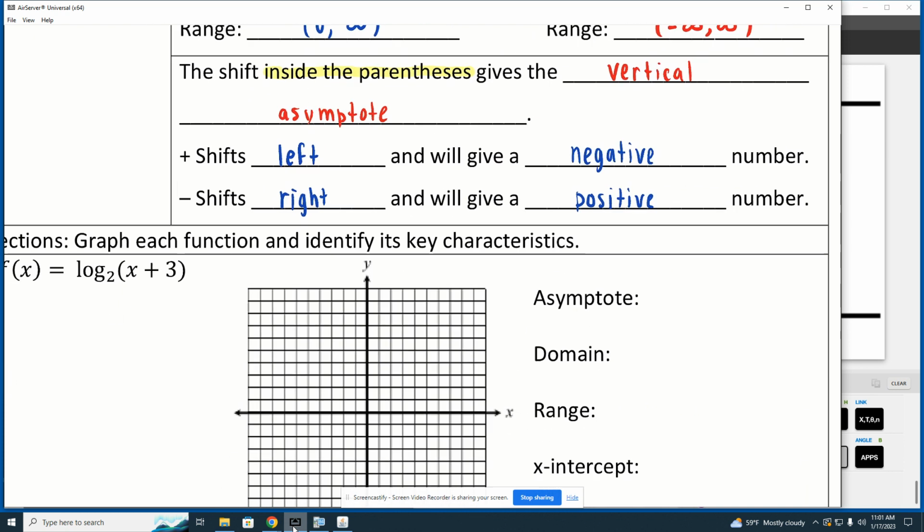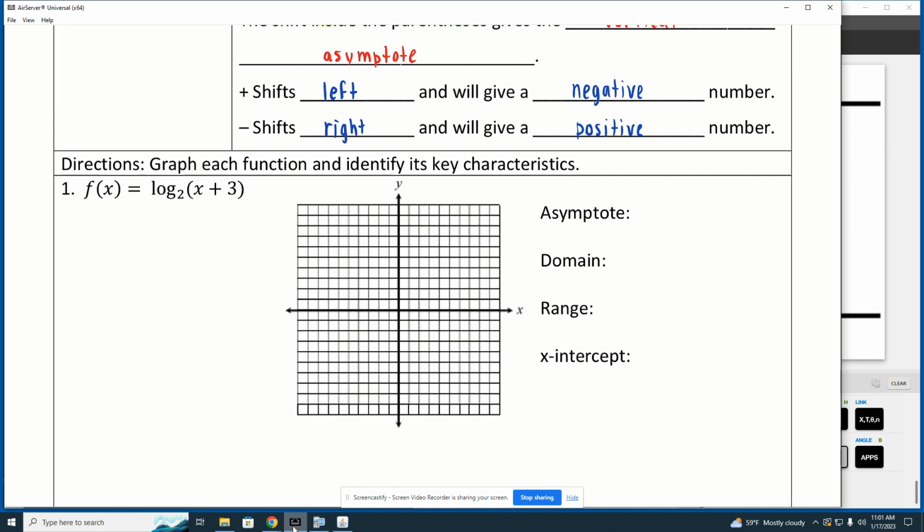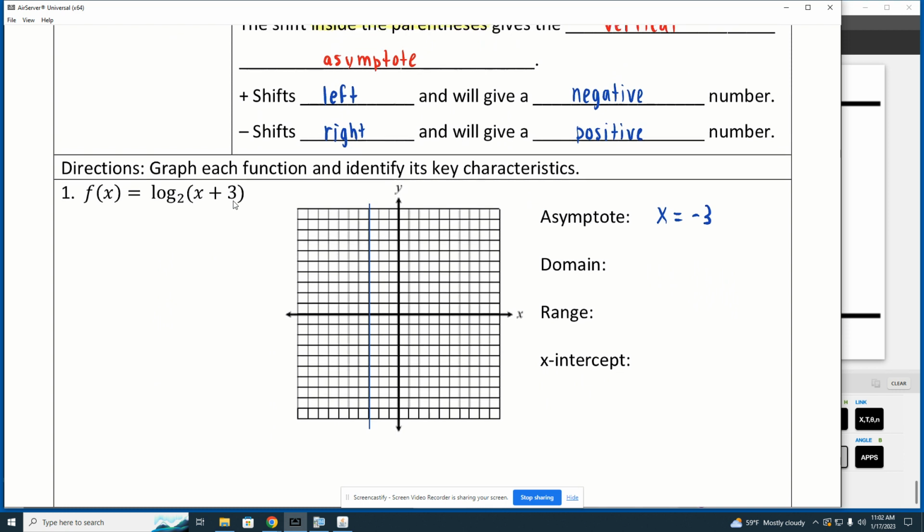So let me do a couple of these graphs, and then I'm going to take you through those last four. It's going to take no time, I promise. But I want you to see this, okay? Before I graph this, where's this x plus 3 happening? It's happening inside, isn't it? So this thing should be shifting to the left 3, and therefore changing my asymptote to be what? X equals negative 3, correct? How much you want to bet that's right? All right, let's go see.